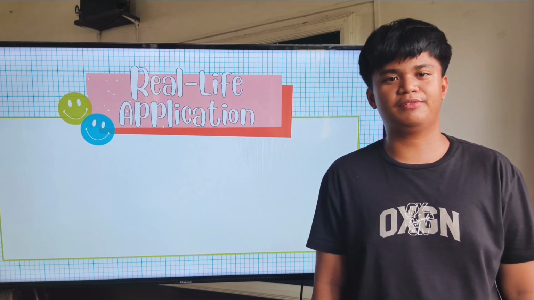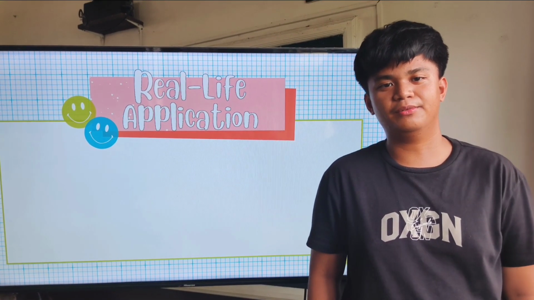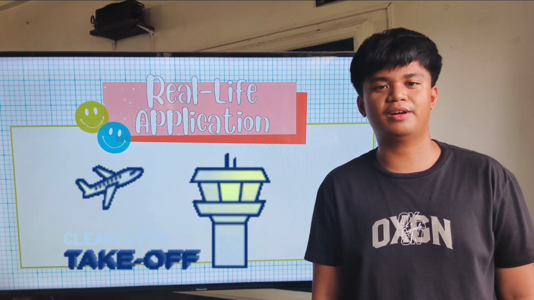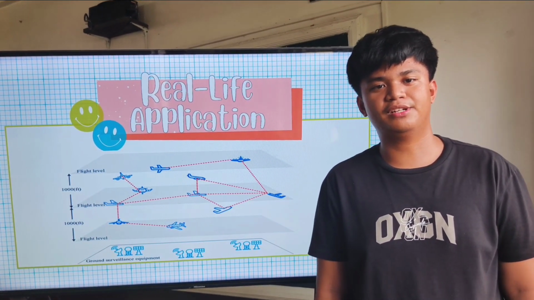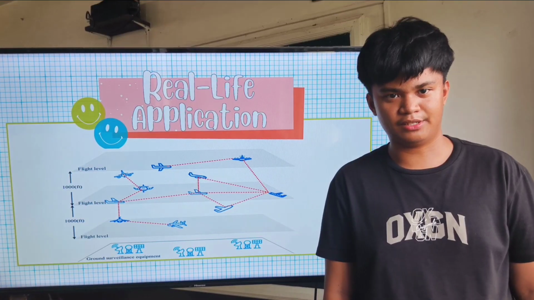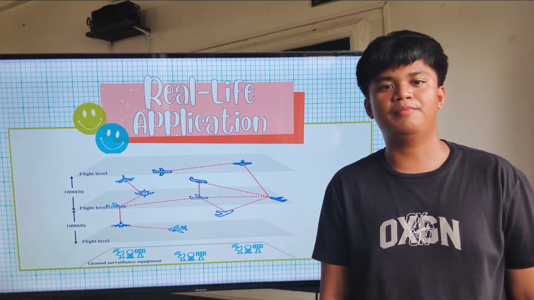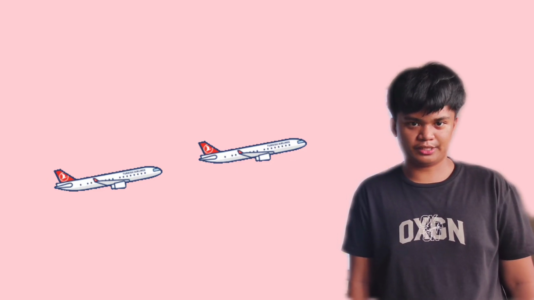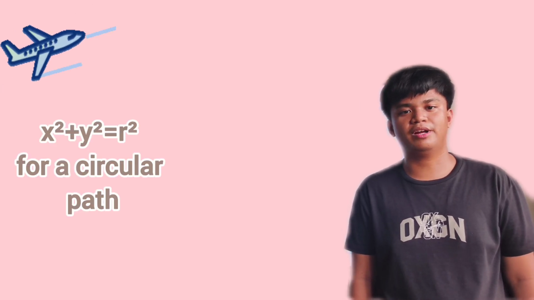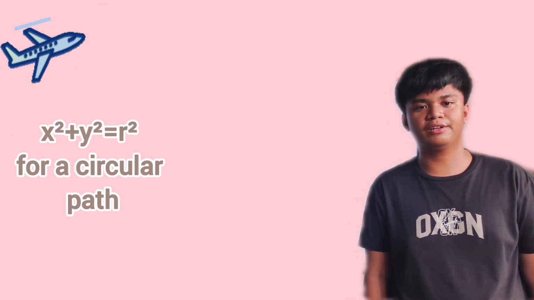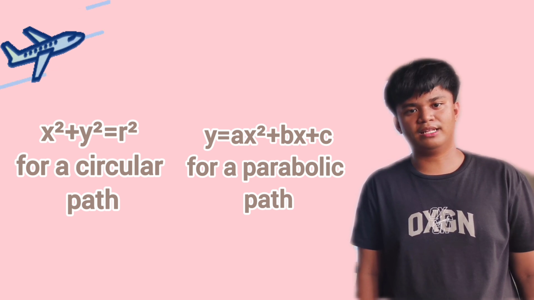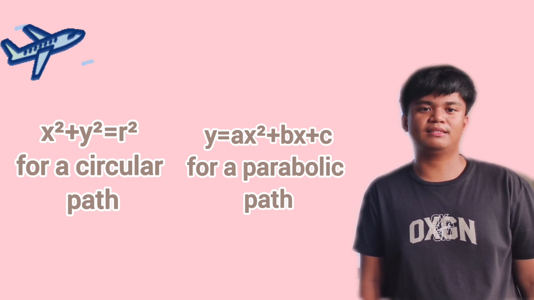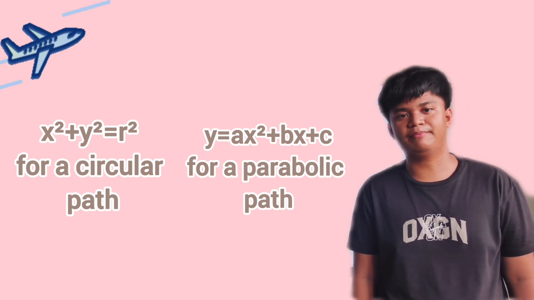So where do these equations come into play in the real world? Let's talk about air traffic control. Nonlinear equations are used to model the intersection of paths, ensuring the safety of air travel. Imagine two aircraft on different trajectories. Their paths can be described by nonlinear equations such as x squared plus y squared equals r squared for a circular path, and y equals ax squared plus bx plus c for a parabolic path.